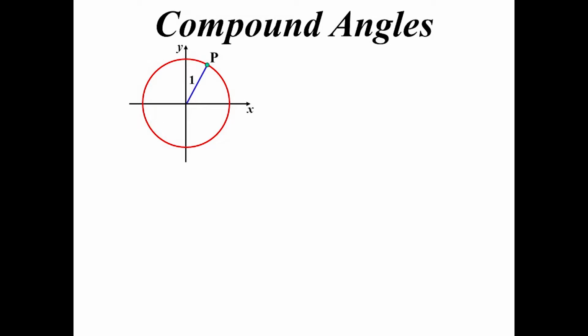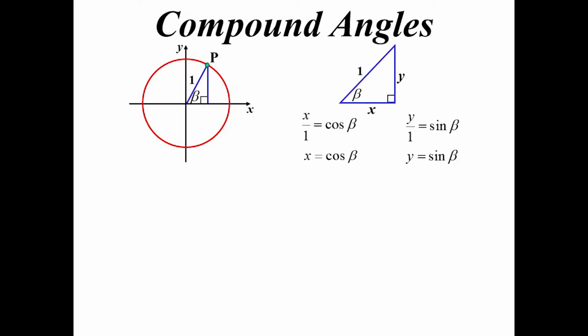Now I could work out its coordinates if I know the angle it makes at the centre there, because it is radius 1. So I could do a little bit of trig and go, well hang on, x over 1 would be the cosine of beta. So the x coordinate must be cosine beta. Y over 1 will be the sine of beta, so therefore the y coordinate is sine beta. So there's my coordinates for P.